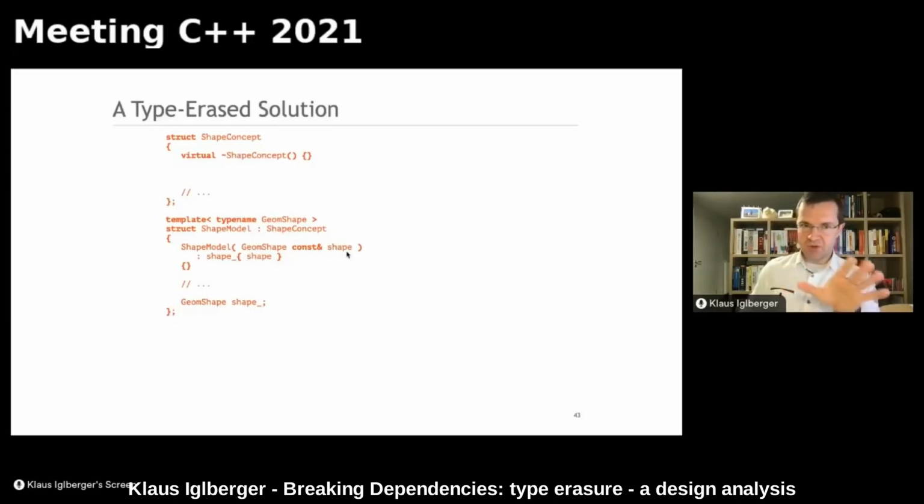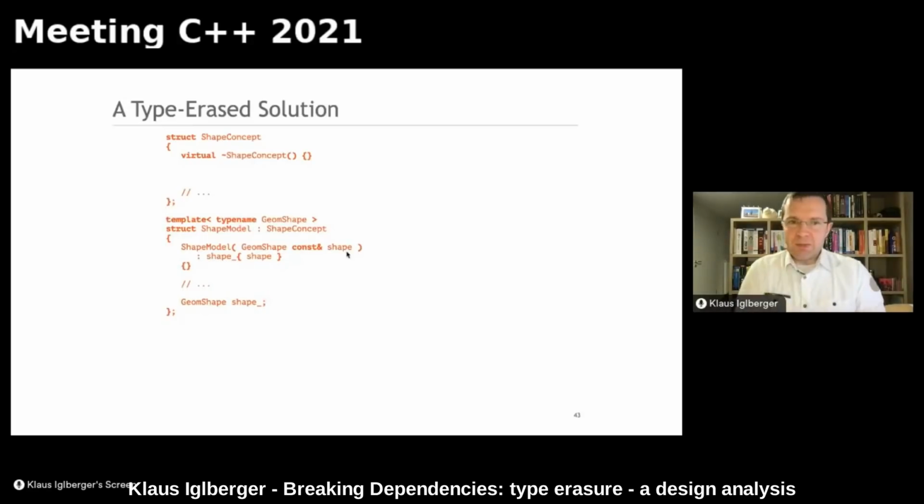The shape concept is an abstraction, but the shape model is a wrapper for a real geometry, some geometric shape, like a circle or a square. And the shape model just stores one of these, right? It's given one of these things in the constructor, and it will store that. Circles, squares, ovals, etc.